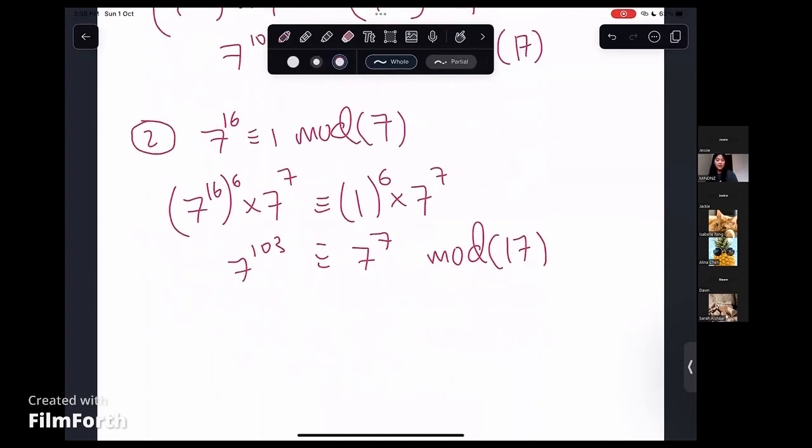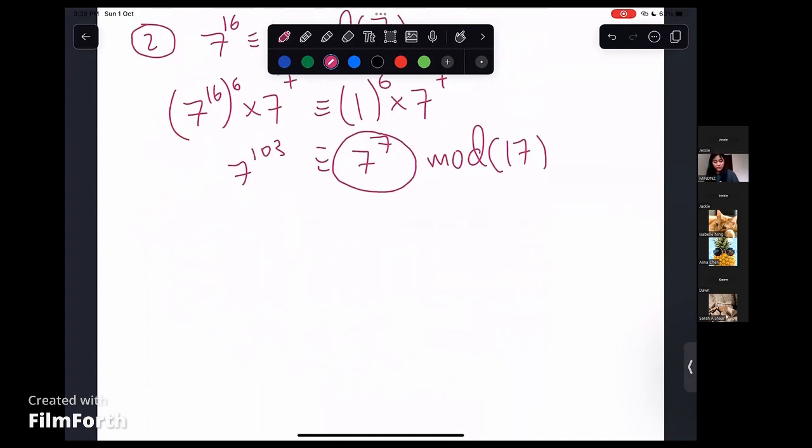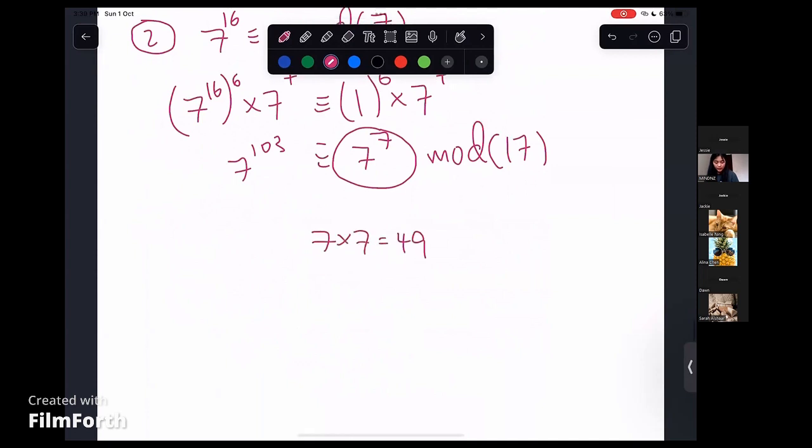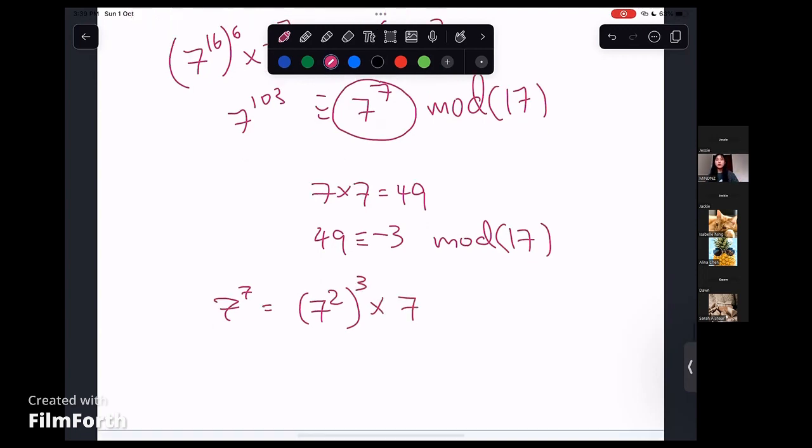So finding the value of 7 to the power of 7 is going to be hard as well, but it's going to be easier than finding the value of 7 to the power of 103, right? So this is what Fermat's little theorem can do to help us out. If we did want to simplify it a little bit further, we could do something like this and substitute 7 to the power of 7 as 7 times 7, right? So maybe we wanted to substitute this.